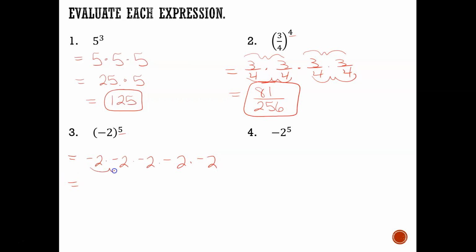I'm going to do these two together would make a positive 4. And then these two we multiply would be positive 4. Then I have that extra negative 2. I'm going to pull it down. Then 4 times 4 would be 16. And 16 times negative 2 is negative 32.